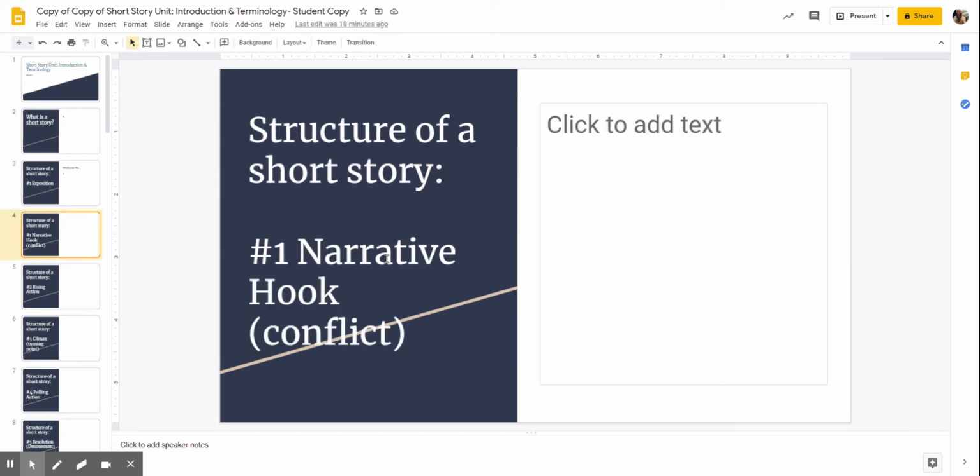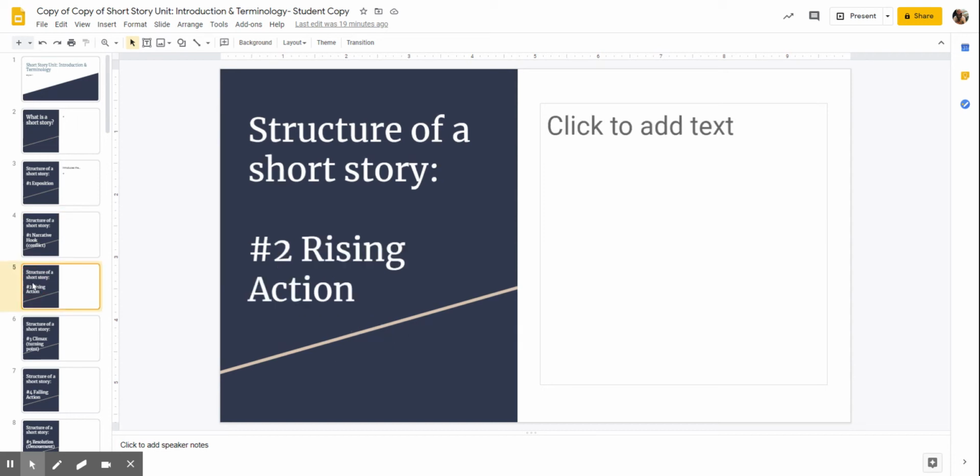1B is the narrative hook, or otherwise known as the conflict. It's called the narrative hook / conflict because a lot of times it is the conflict. It's a conflict that draws your attention. So basically, a narrative hook is an event or events that sparks the reader's attention and introduces the central conflict of the story. It's kind of the big problem of the story.